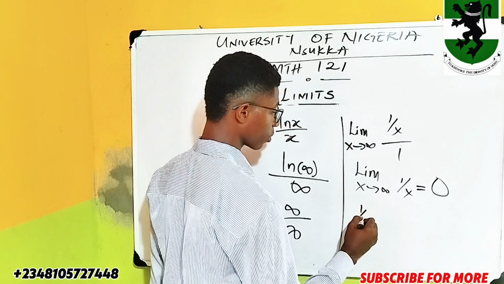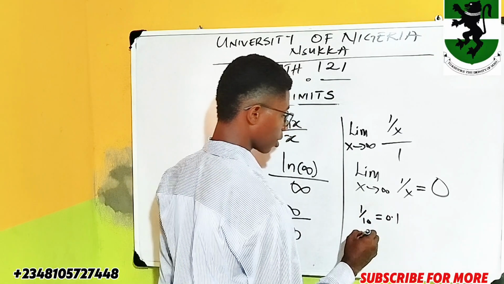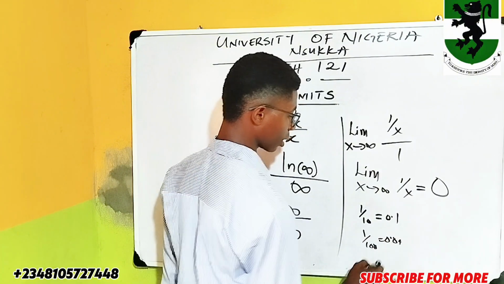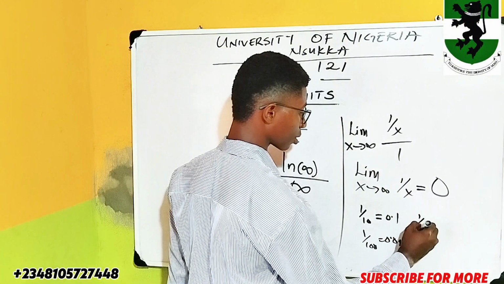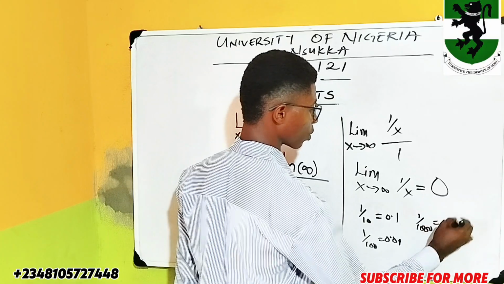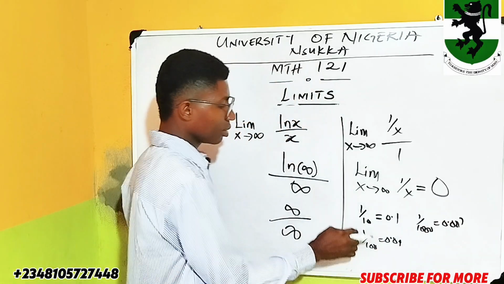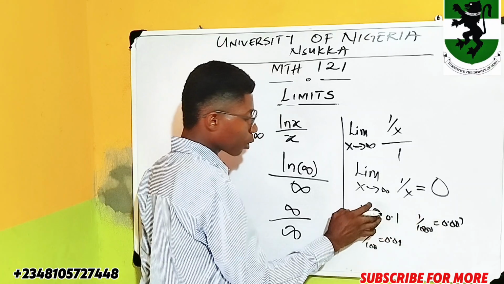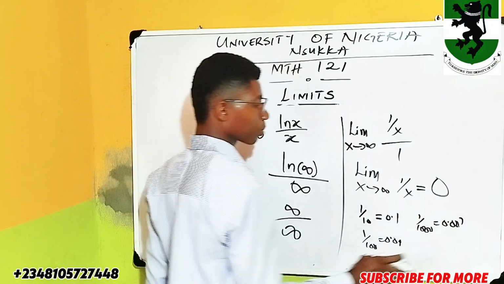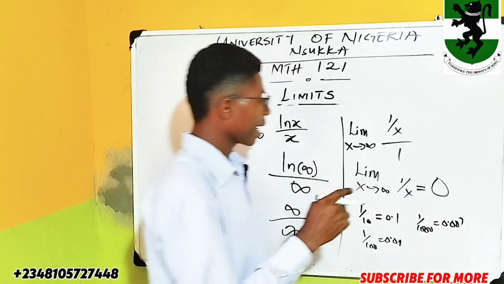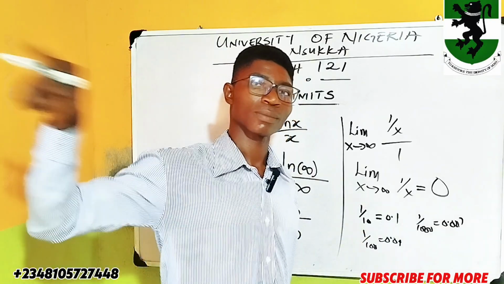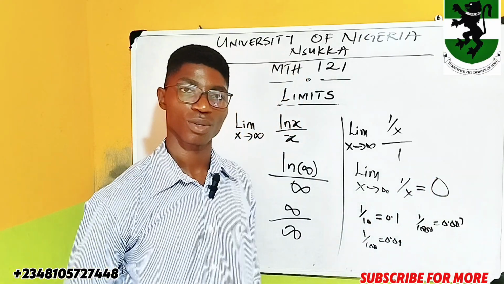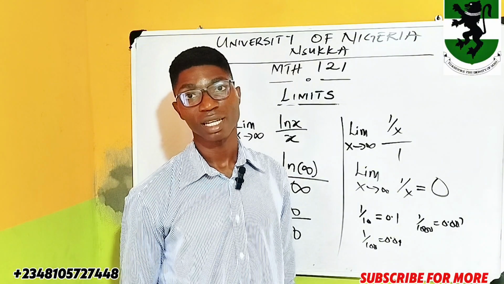For instance, 1 over 10 is equal to 0.1. 1 over 100, 0.01. 1 over 1000, 0.001. You see that as the denominator increases, the whole expression reduces. So as x tends to infinity, the whole expression is equal to 0. I hope this is clear.